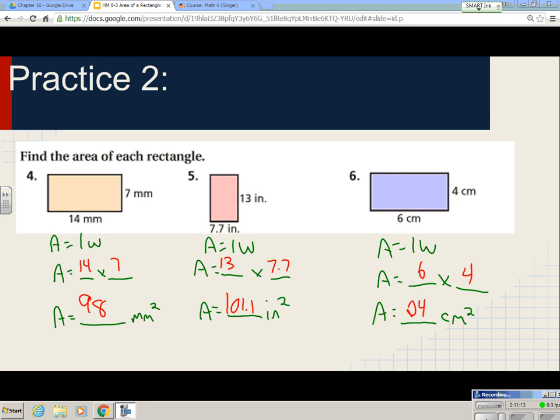These are the answers you should have received. Now your numbers in the second step might be in a different order, but it shouldn't matter. You should still get 98, 101 and 1/10, and 24. If you got these all right, come on over and give me a high five. You're right on track for understanding this stuff really well.